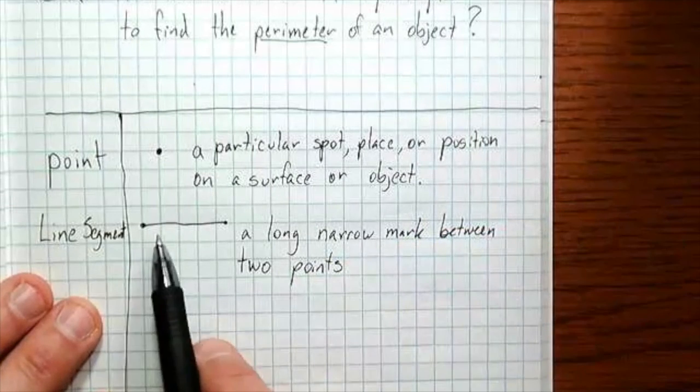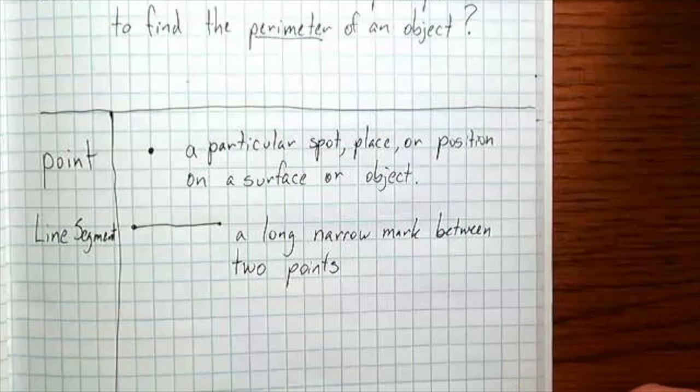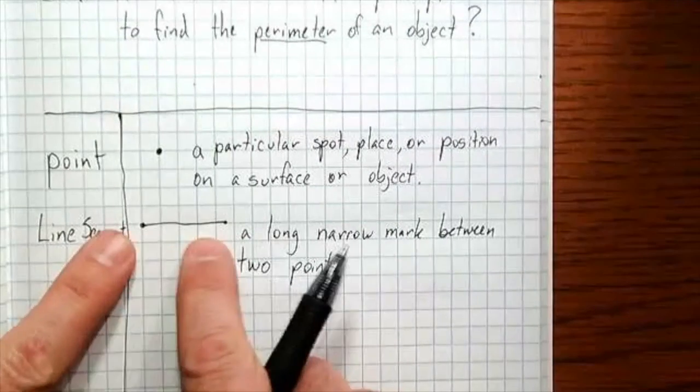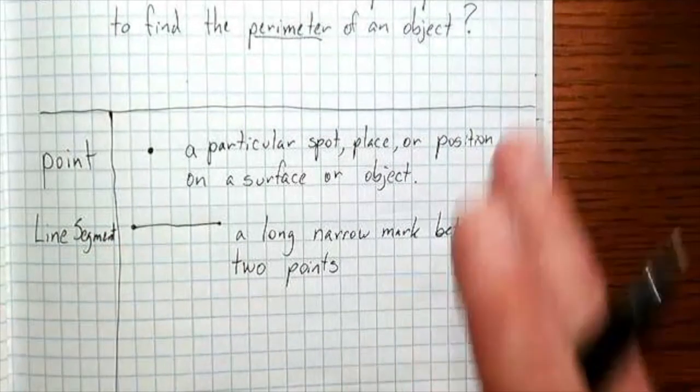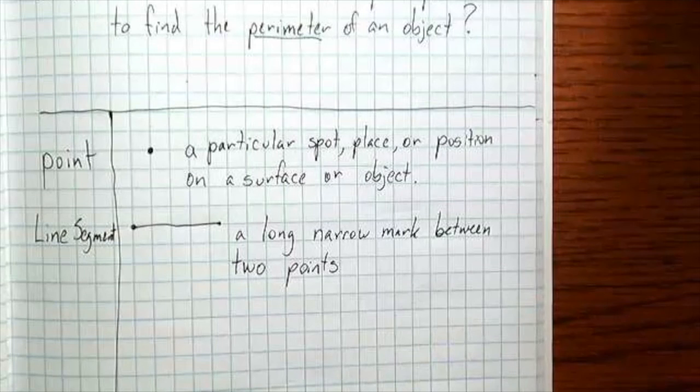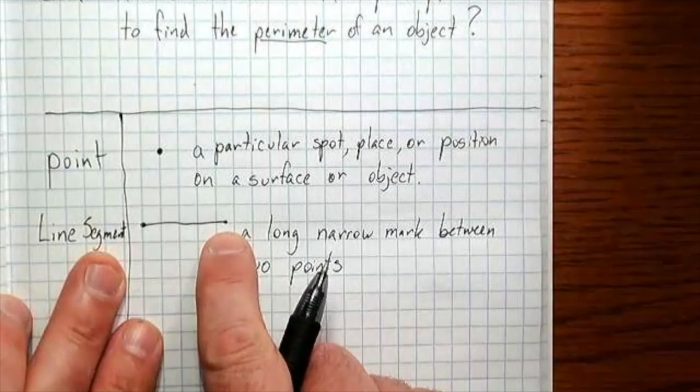Lines are measured in length. We just talked about length. There are again two types of systems for this. There's the standard US or customary system where we measure length of lines in inches, in feet, in yards, and for very, very long lines, miles. In the metric system, we've got millimeters, centimeters, meters, and kilometers. So we measure lines in length.